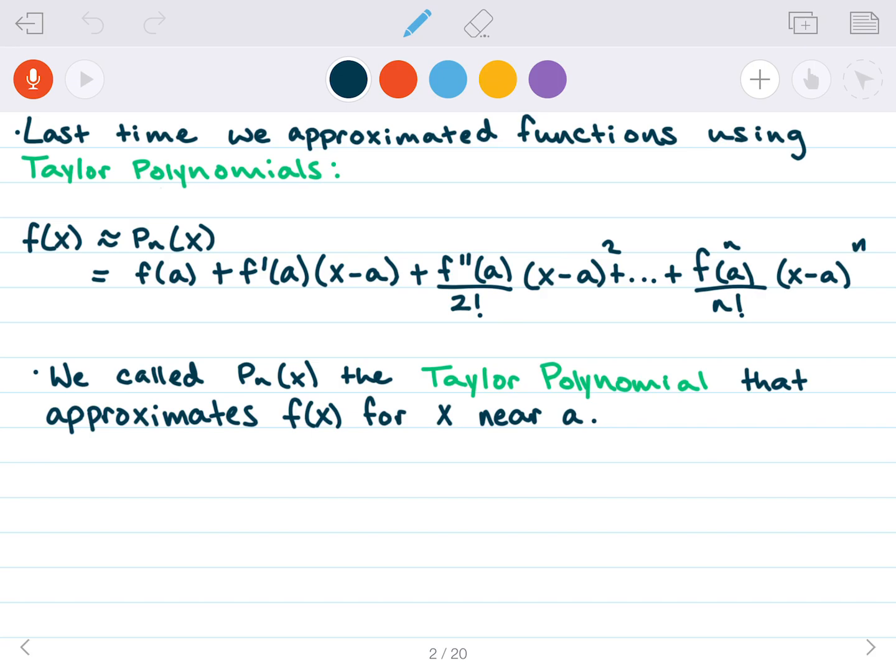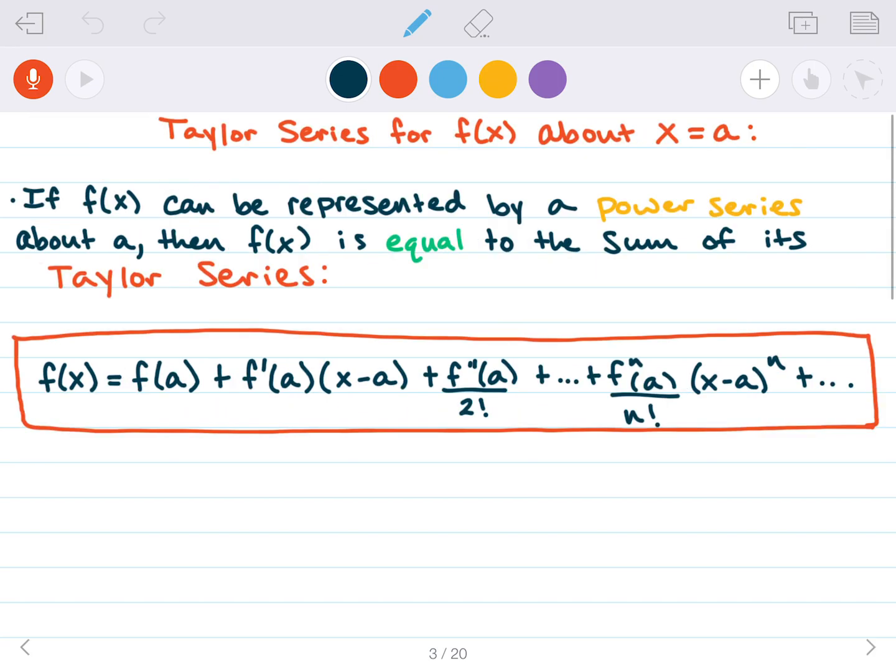So Taylor series are not approximations. These are actually going to equal the function values for specific inputs. So let's get into it.